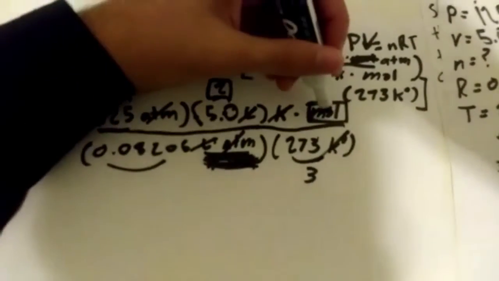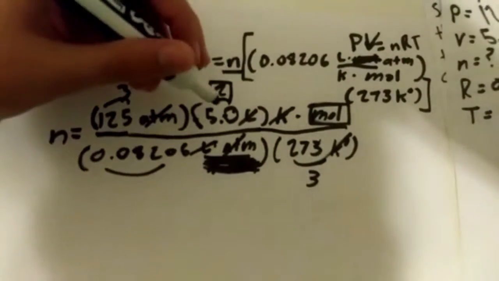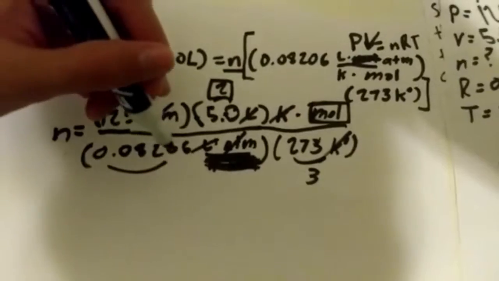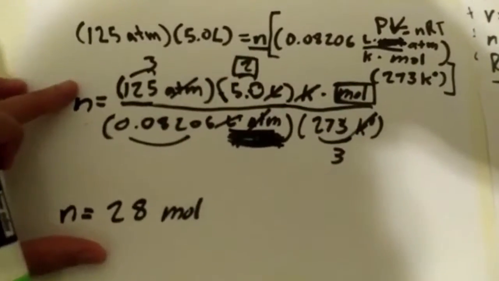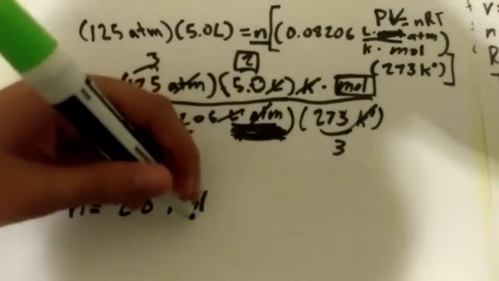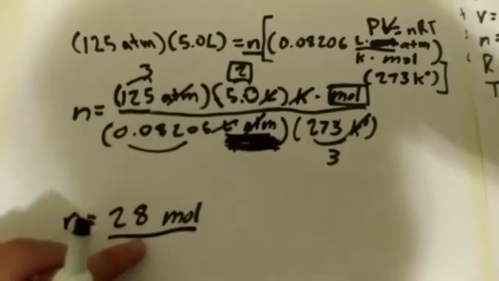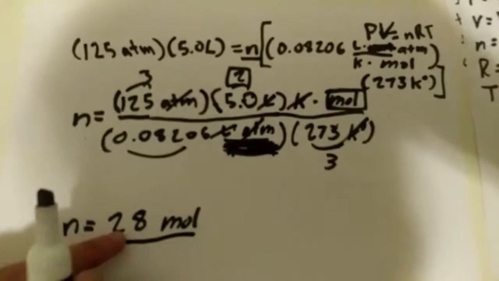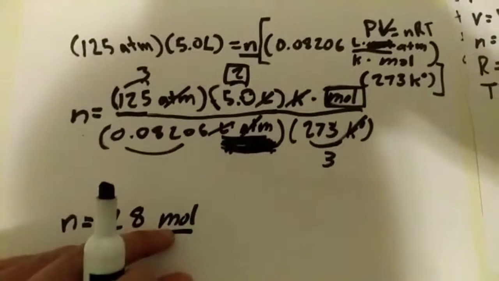So now that we know the final unit and the amount of sig figs, we plug 125 times 5.0 over 0.08206 times 293, and we should get our answer. Okay, so after plugging this into the calculator, our final answer is 26 moles. Now this answer is good because it satisfies the significant figures, which is 2, and it has the correct units, which is moles.